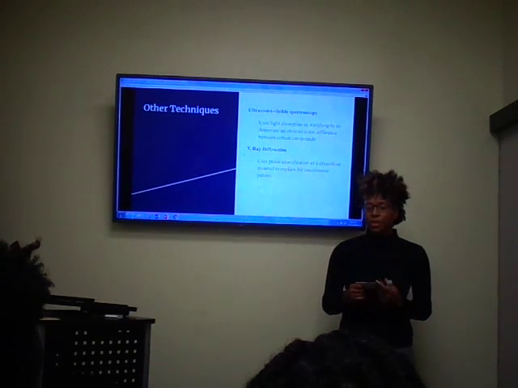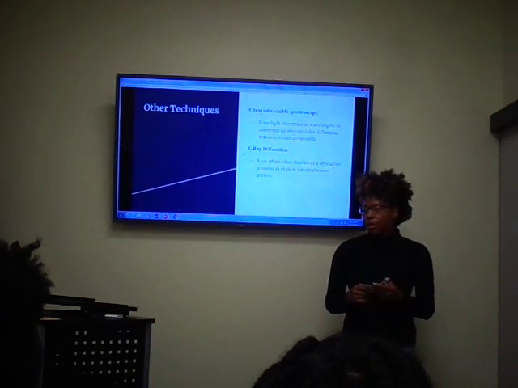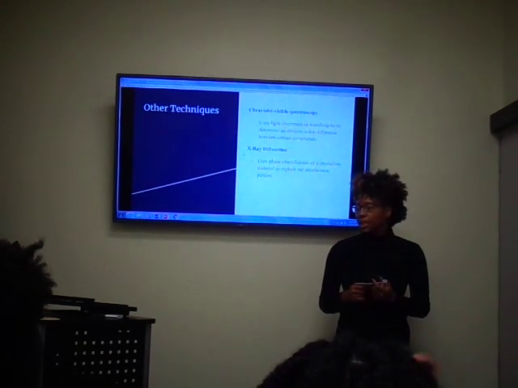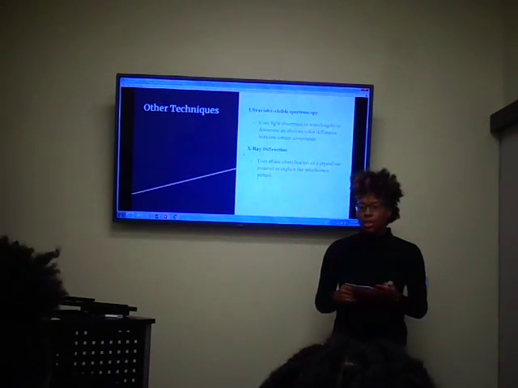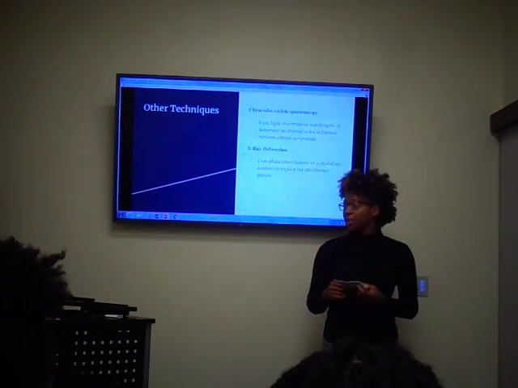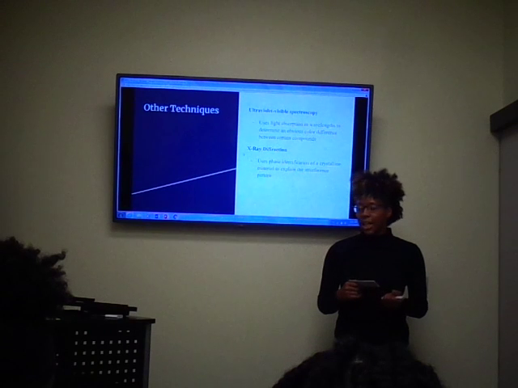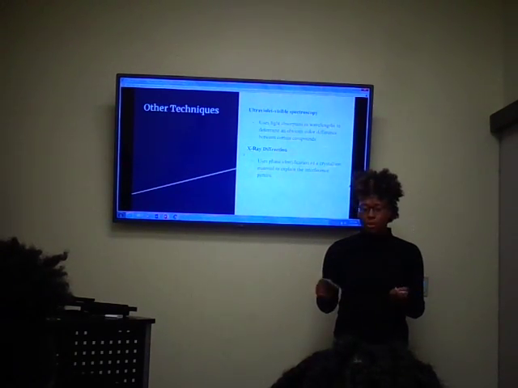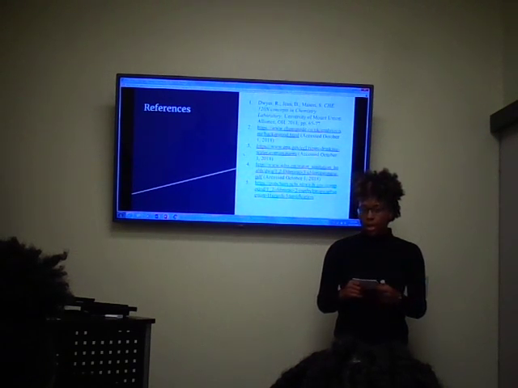Other techniques you can use to find what's in your compound are ultraviolet-visible spectroscopy, which uses the difference between the colors to determine certain functional groups, and X-ray diffraction, which uses identification of the crystals and the patterns to tell you the difference between the functional groups. And here are my references.